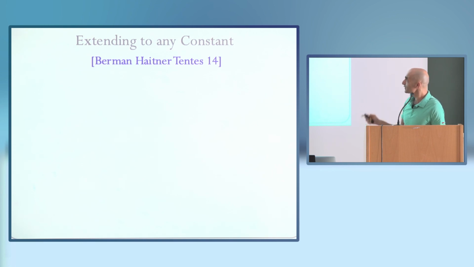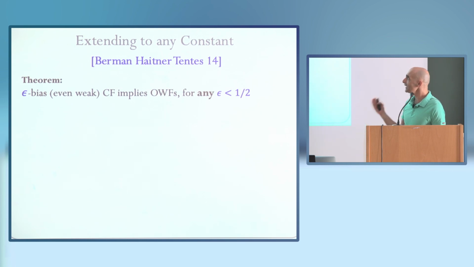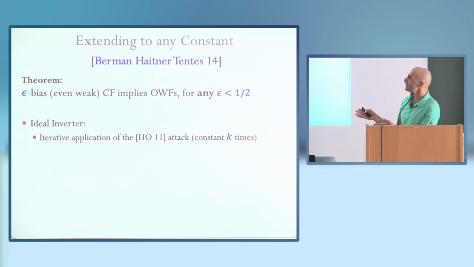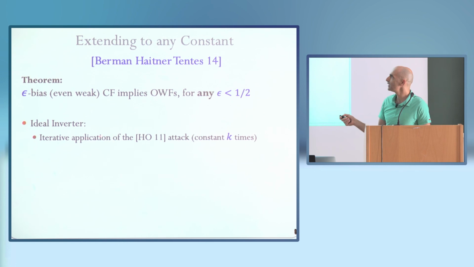I'm just going to tell you three words about the follow-up work by Berman et al. They showed that any epsilon bias coin flipping protocol implies one-way functions. They have the same skeleton. They have an ideal inverter that actually applies our inverter, our attacker, iteratively a constant k number of times.